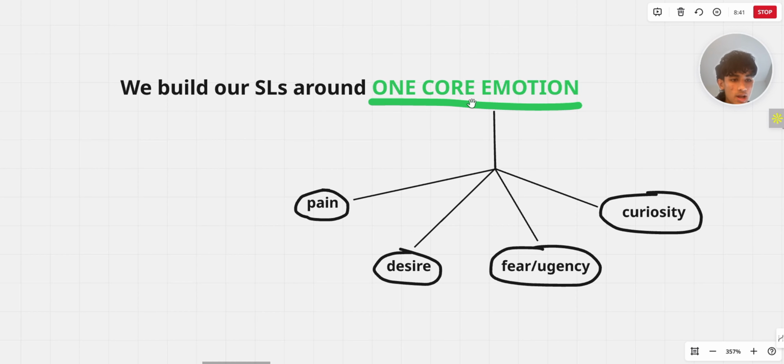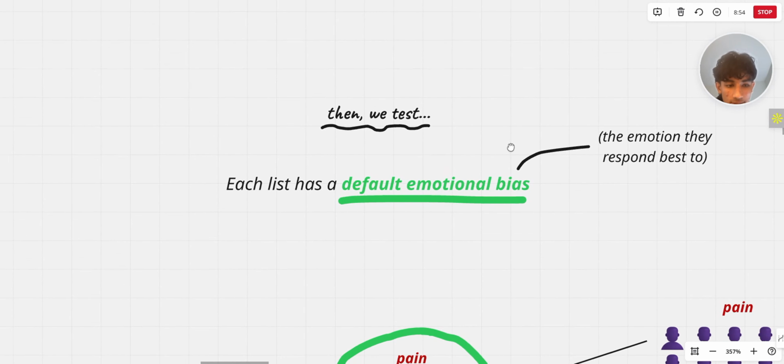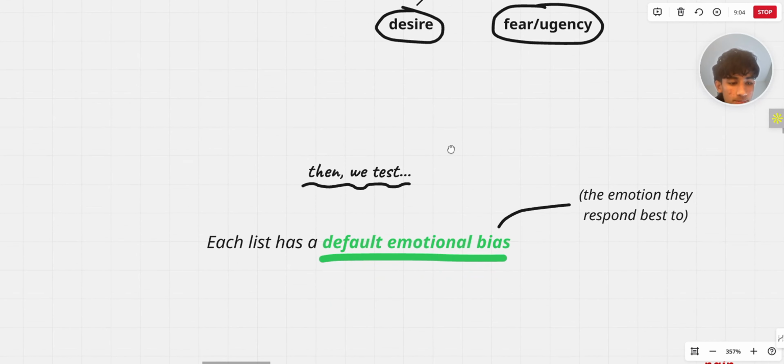But if we're talking about subject lines here, we build our subject lines around one core emotion, whether that be pain, desire, fear, urgency, or curiosity. We build it around one of them. And then we test, because each list has a default emotional bias, i.e. an emotion that they respond best to, which is what we were talking about over here. Some of them will respond best to pain. They'll open when it's a pain-based email. Some will open when it's a fear-based email.